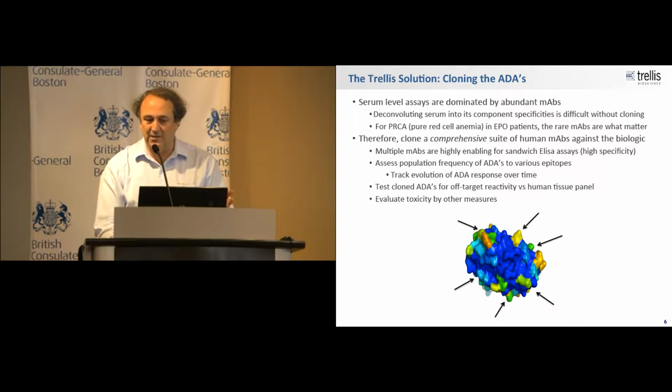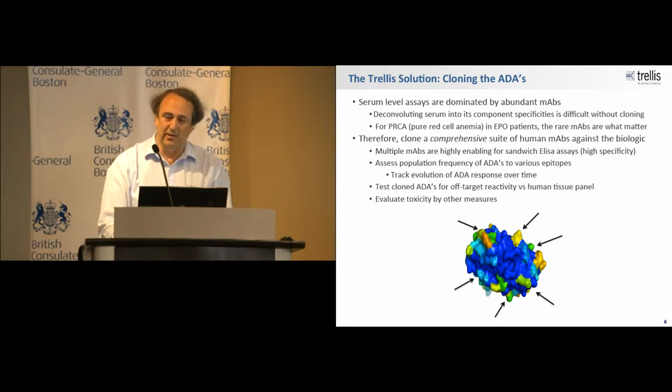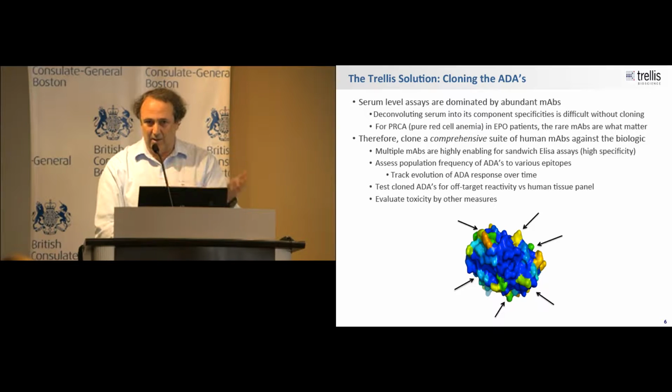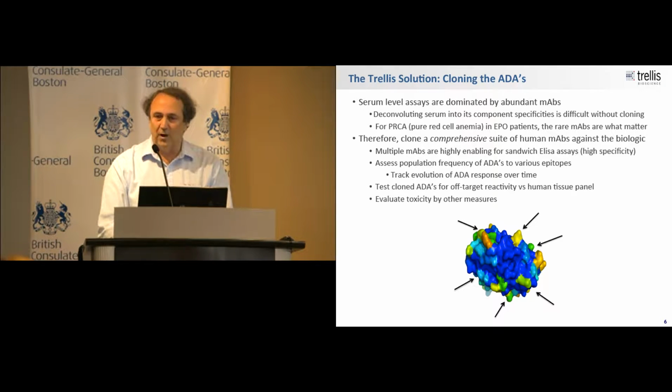And there are side benefits to generating a comprehensive suite. If you have antibodies that bind to different regions of the protein, then it makes it much easier to construct sandwich assays, which typically have higher sensitivity, higher specificity, so that's useful. And if we have the ability to look at the repertoire with cloned antibodies, now you can do competition binding assays. And so those are cheap and easy. You can run large numbers of them in order to assess population frequency of ADAs to different epitopes, track the evolution over time, and so forth.